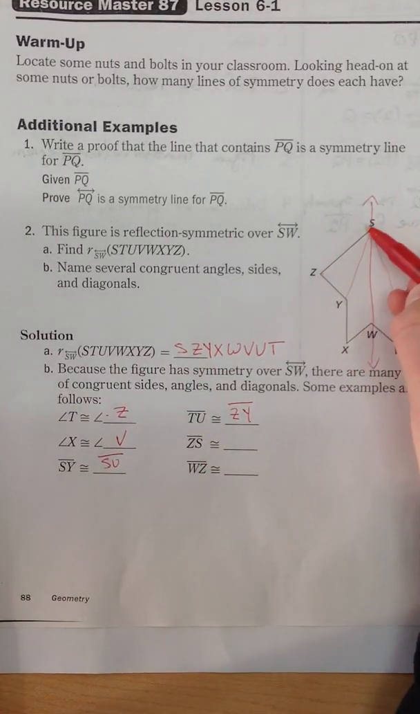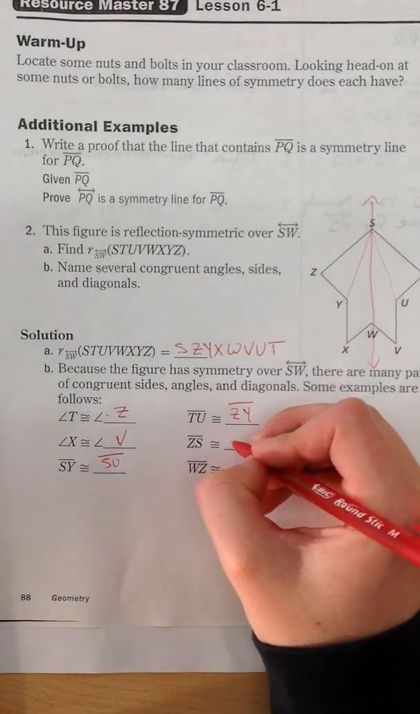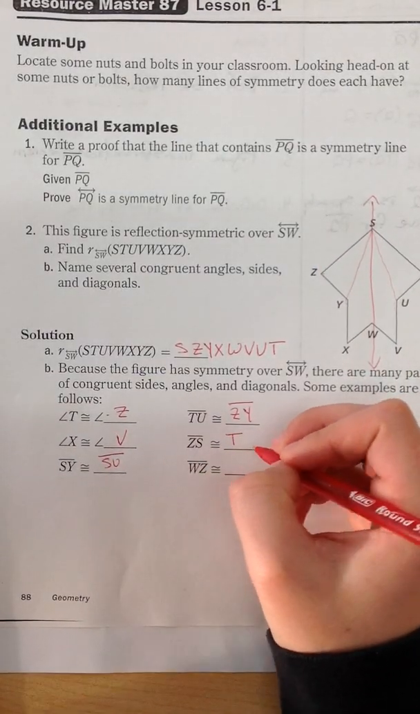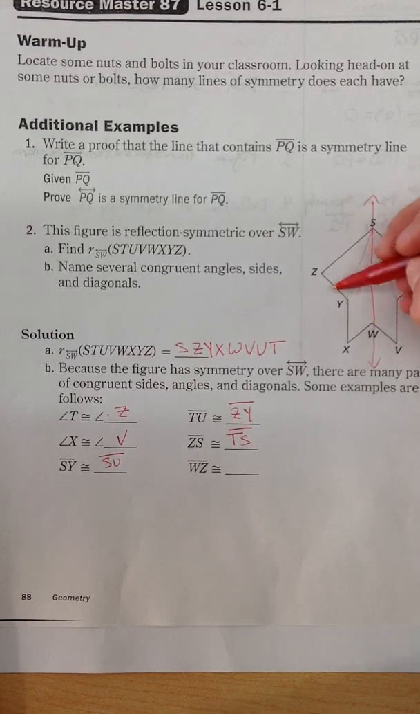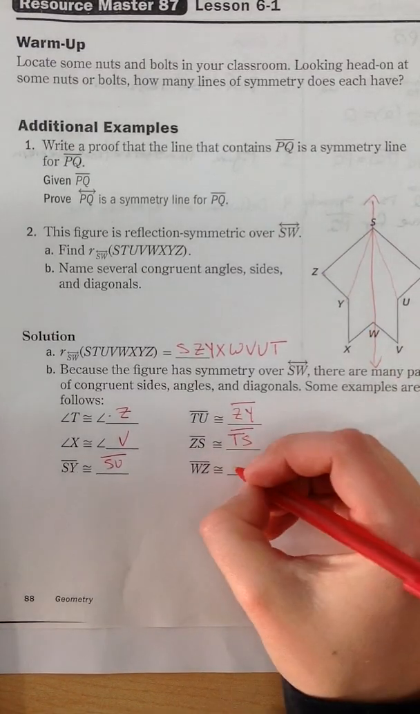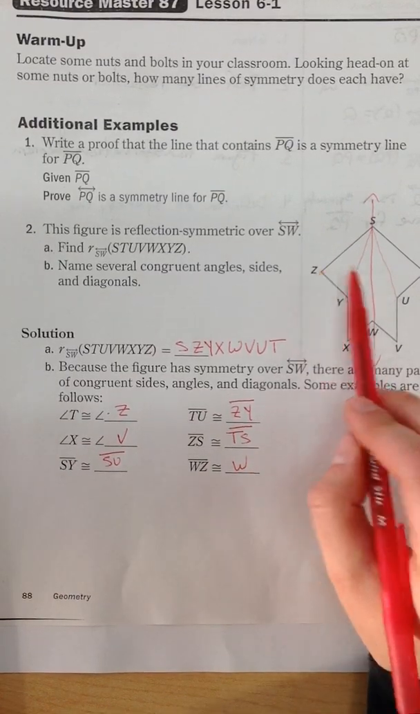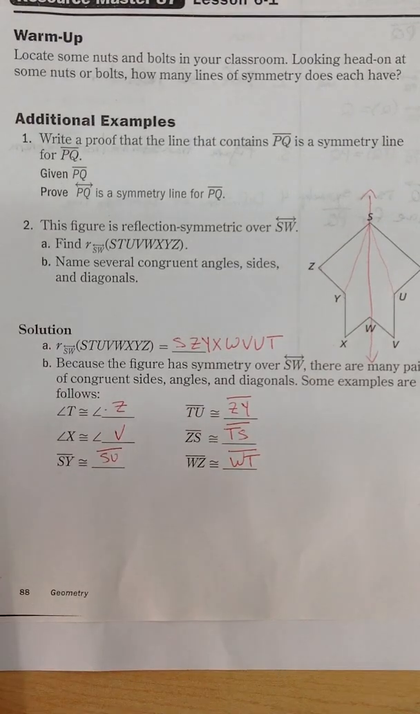Next one's Z to S, so that's going to match up with T to S, because the Z and the T match up. And S is going to be in the same spot both times. And then the last one is W to Z. Well, I know W is going to stay as W, because that's on that line. And then Z matches up with T, so WT for that segment. So it's really, really similar to the reflection stuff we've done before. They're just calling them symmetry lines instead, which is the same as our reflection lines.